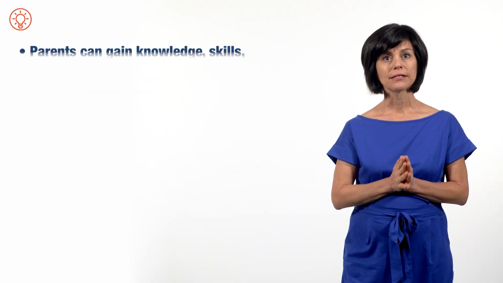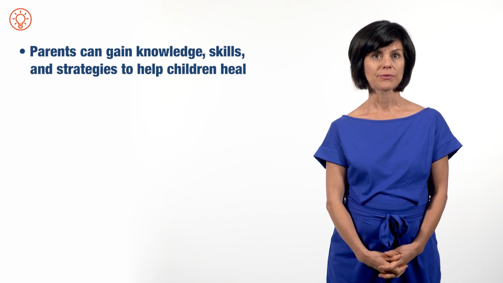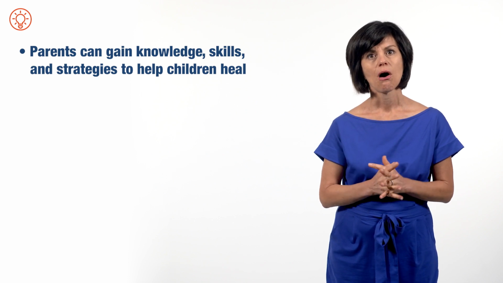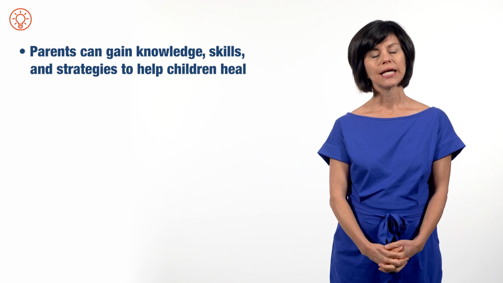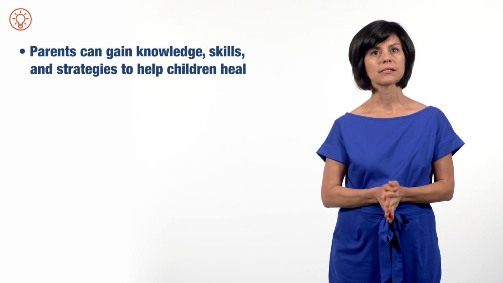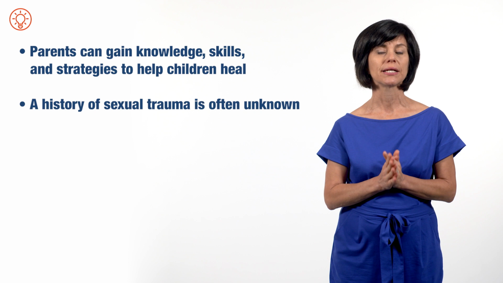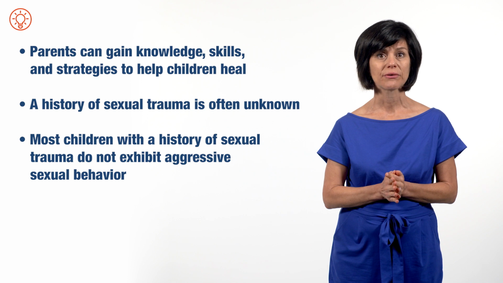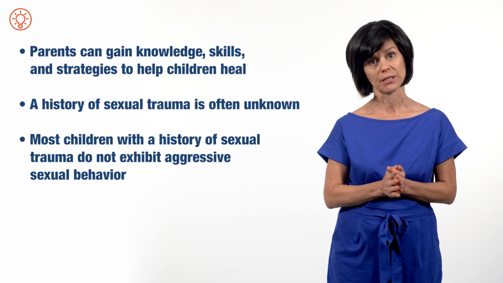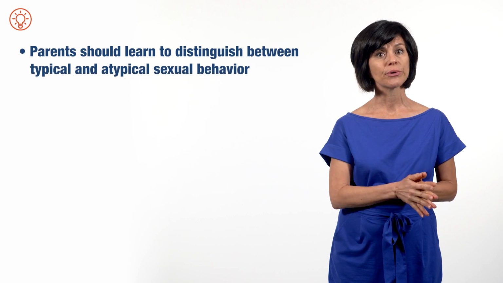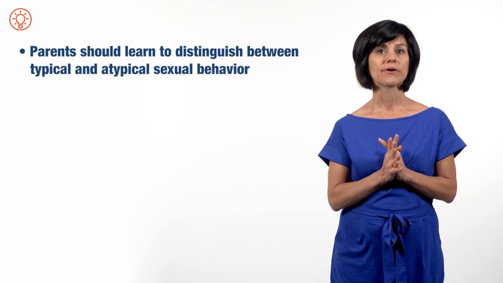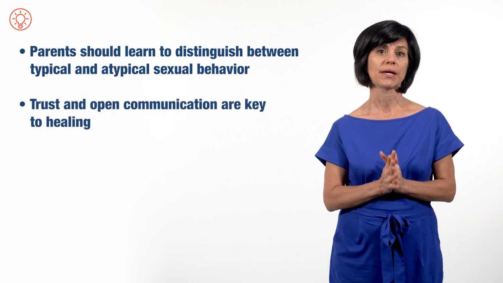Now let's talk about some key takeaways from this theme. With additional knowledge, skills, and strategies, parenting a child with a history of sexual trauma can be done in ways that help a child heal and keep everyone safe. All parents who wish to foster or adopt need to learn this additional knowledge, skills, and strategies because a history of sexual trauma is often unknown. Most children who have a history of sexual trauma don't engage in sexually aggressive behaviors towards other children, and that's important to know. Parents should be able to notice typical versus atypical sexual behavior. And a huge part of a child's healing will be developing trust and open communication in the parent-child relationship.